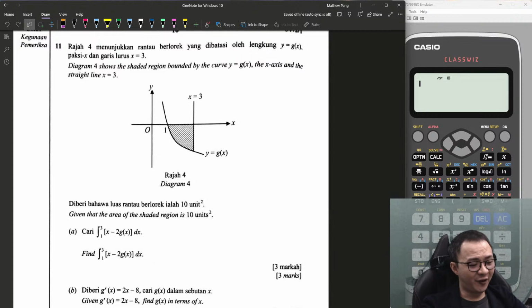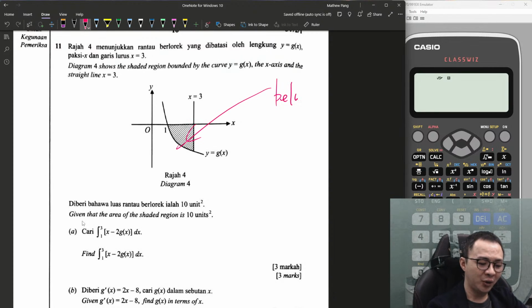Next one, 11. This diagram actually shows the shaded region bounded by the curve. Whenever I see any area below the x-axis, no need to think. This area value, right now I'm talking about area value, must be negative.